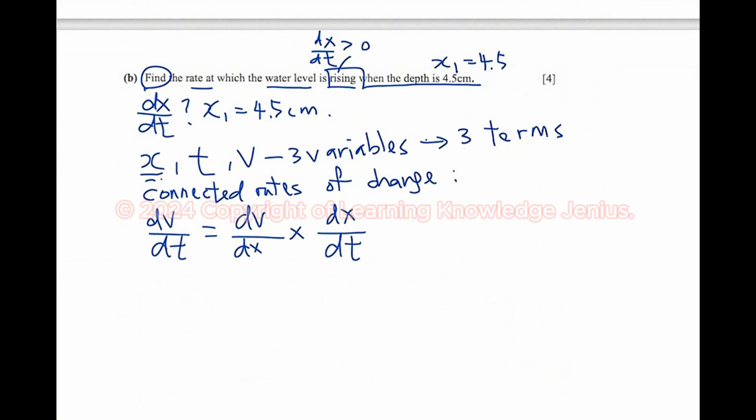So technically this is not true, but you can see it as something like this: if you cancel these two, because one is the numerator and the other is the denominator, you can cancel them out. You will then get this dV over dt, which is the same as what we want to get. So this is just an unconventional method to form the connected rate of change. But it's not true.